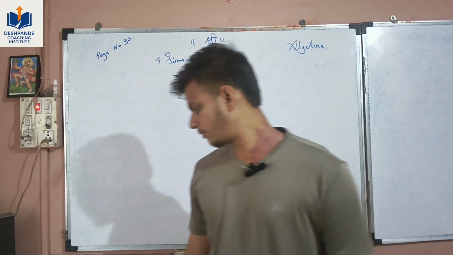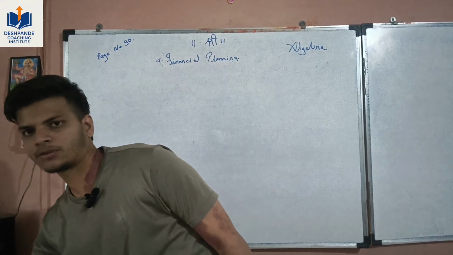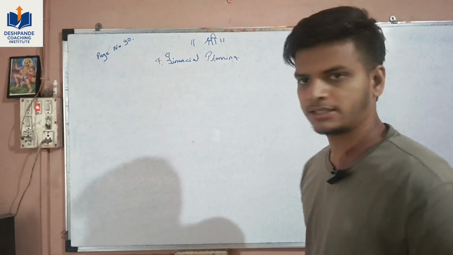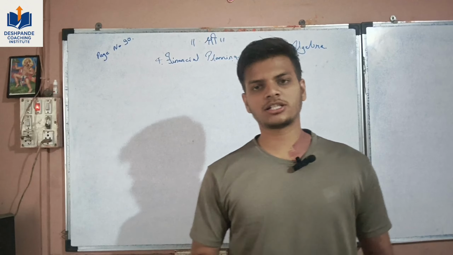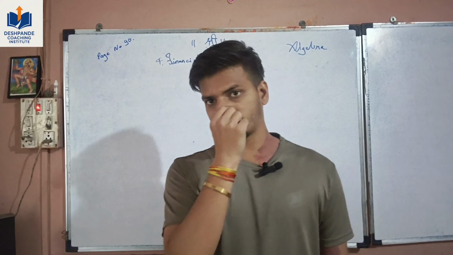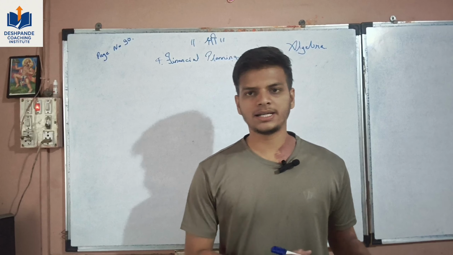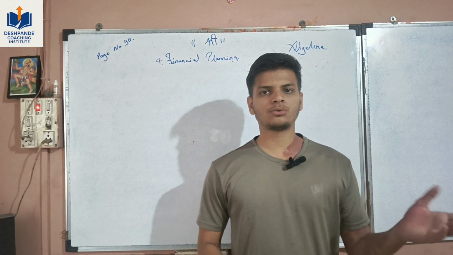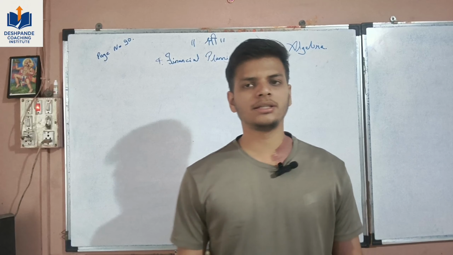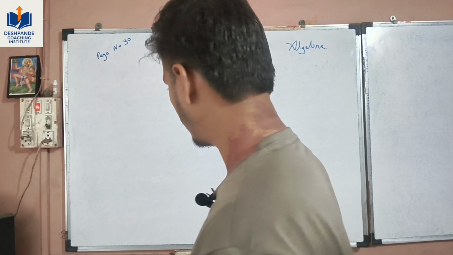So Jai Hind. We are taking part 2 of lesson number 4, which is financial planning. In the first part we have seen two short examples: how CGST and SGST get divided into two equal parts, and how to calculate the percentage of each GST.